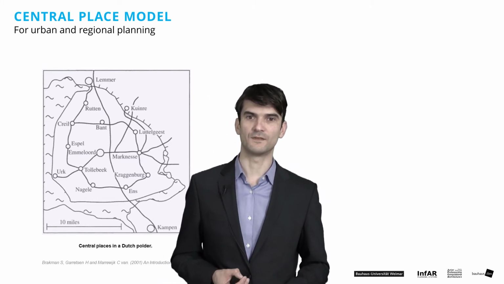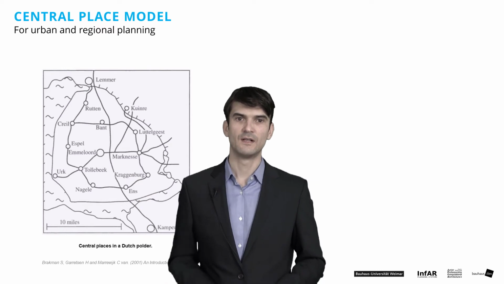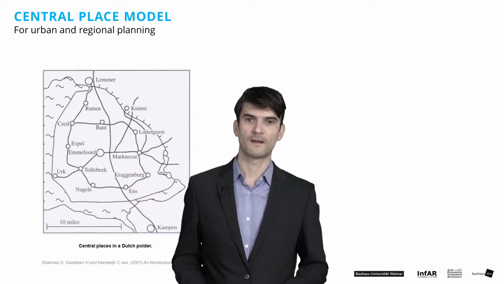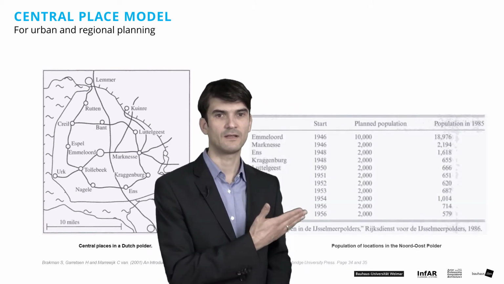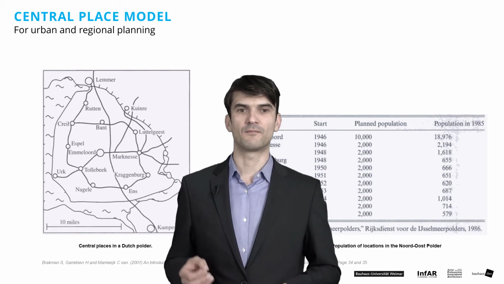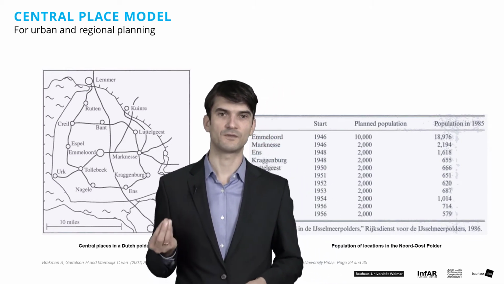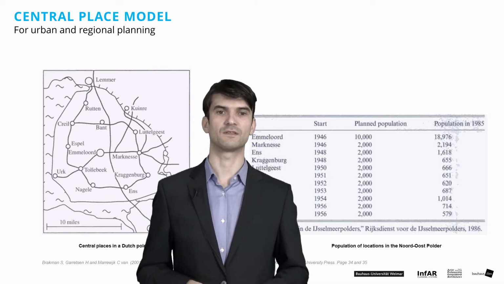The layout of the new locations in the polder, mapped in the illustration, looked very much like the central place layout. The planned sizes of the centers are shown in the table, where we can find a clear primary center, so the biggest city with the most inhabitants, planned and also in the real numbers that you can see.